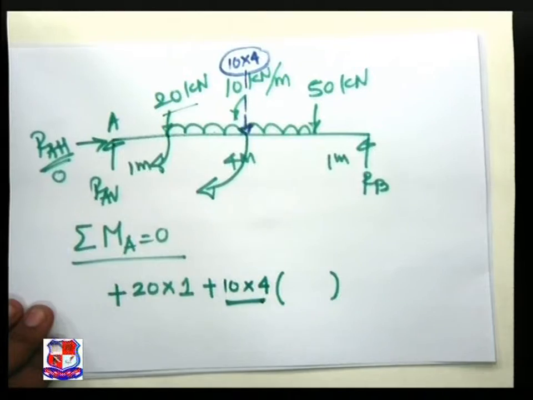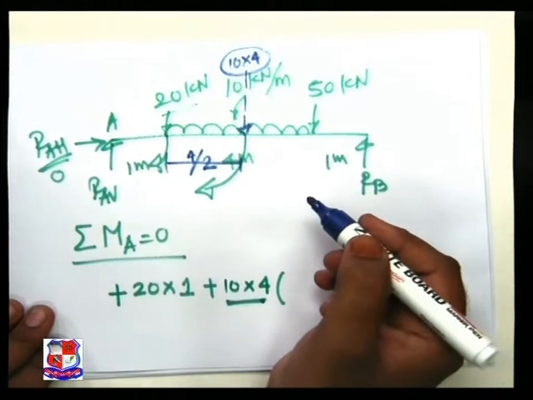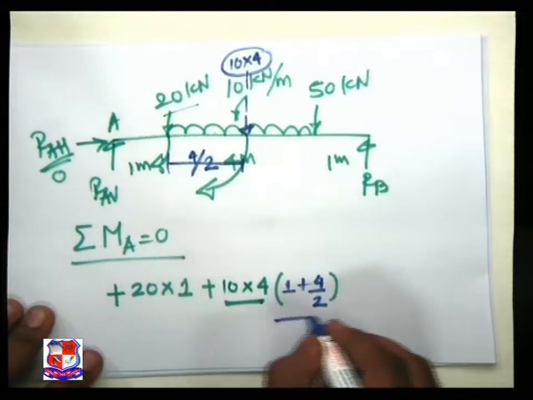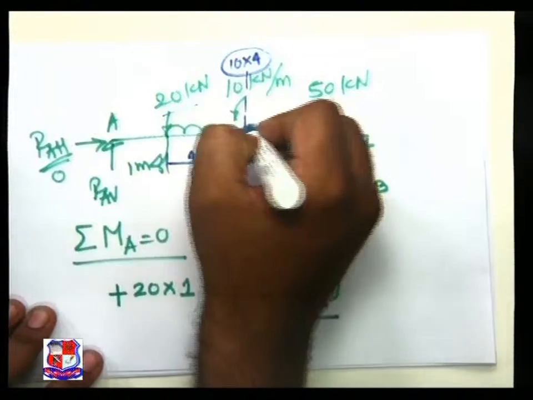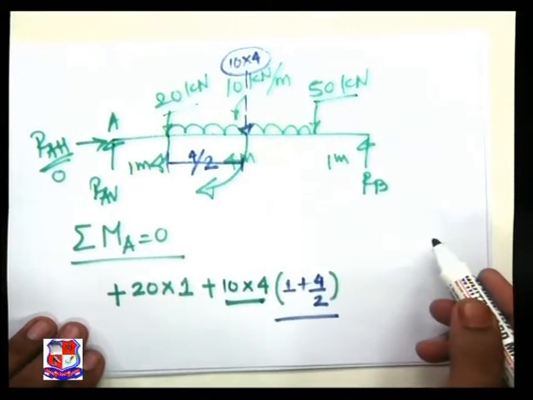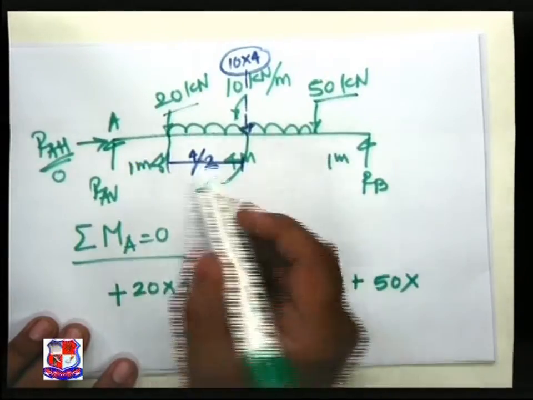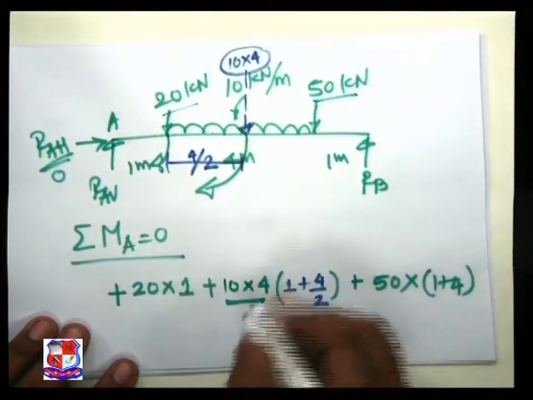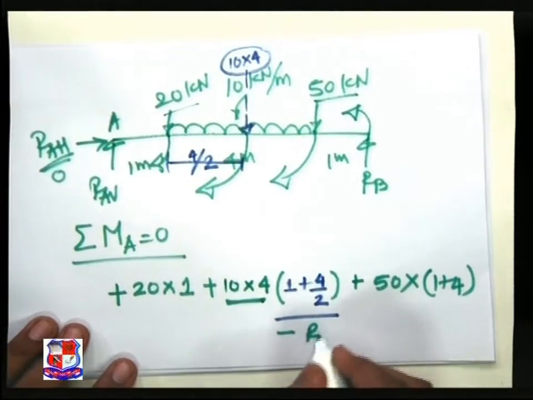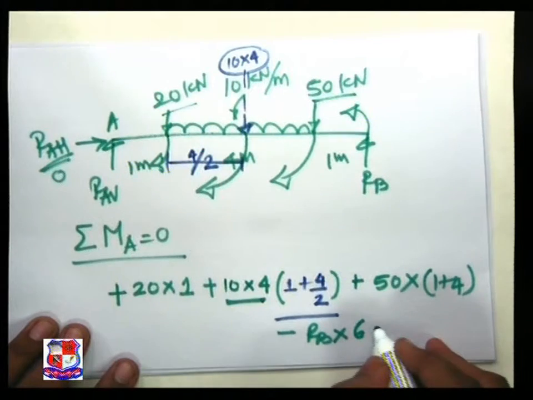Some distance we have to write over here. What is that distance? This distance is 4 by 2. Then it is 1 plus 4 by 2. This is the perpendicular distance for this equivalent point load from A. The third load, 50 kilonewton, is plus 50 into perpendicular distance 1 plus 4, creating clockwise moment, hence positive sign. RB creates an anti-clockwise moment, minus RB into distance 1 plus 4 plus 1, 6, is equal to 0.